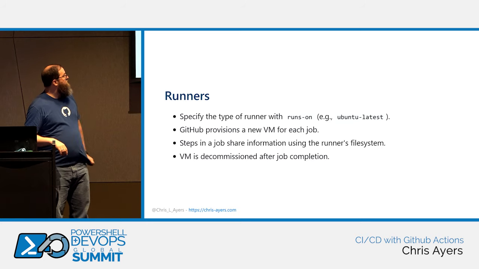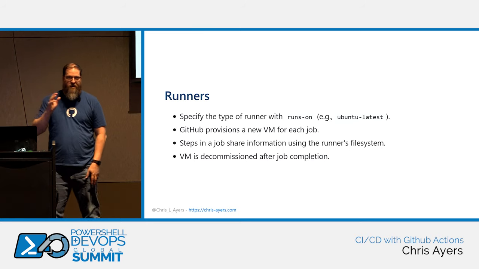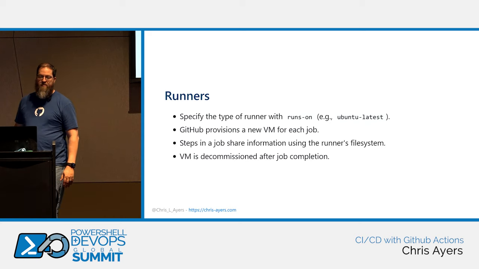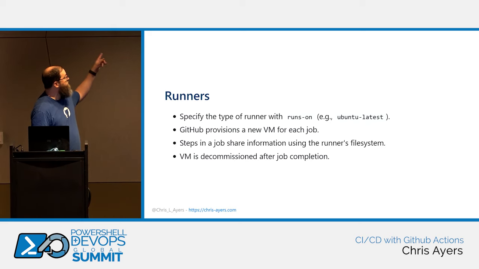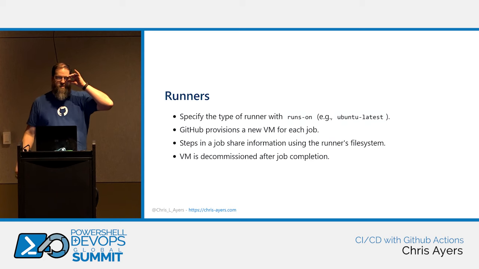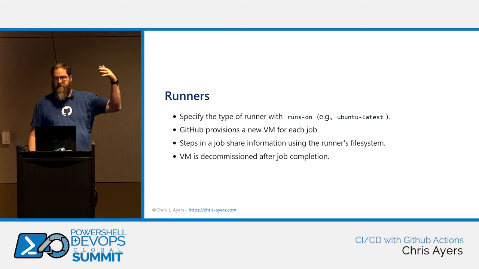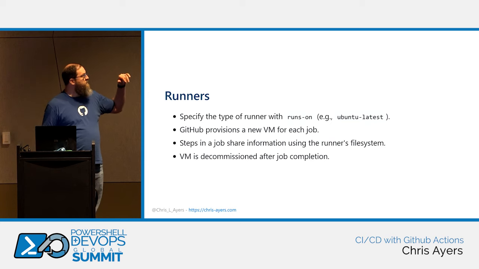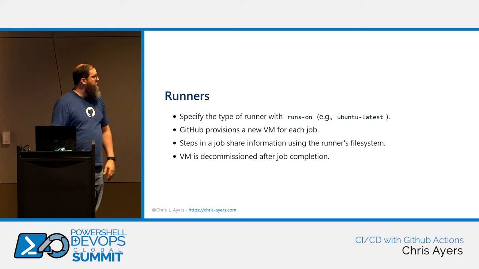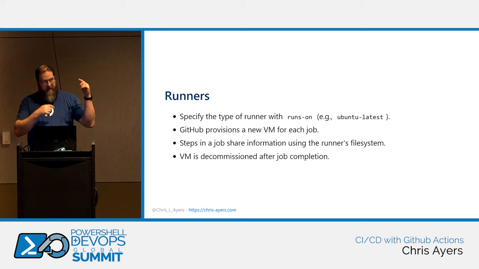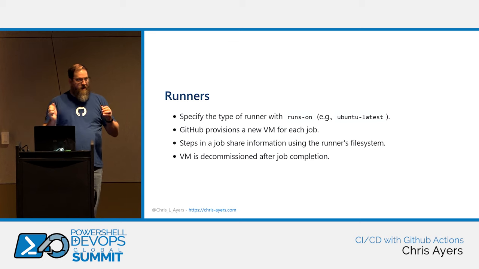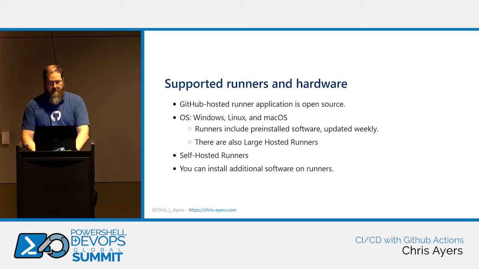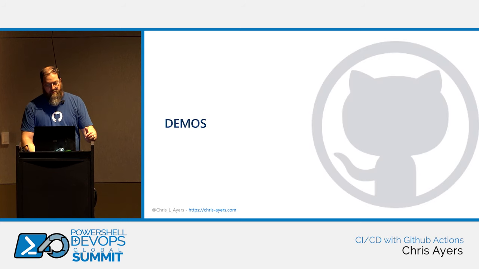So let's hit one or two more slides and then we're going to do demos, just lots of demos, and we'll start doing stuff. There are runners. There's a little YAML command, runs-on, we'll look at that, but you can do stuff like Ubuntu latest or Windows latest or Mac latest. They give you a new VM each time, and during a job, you can write a file and read a file and all that stuff works. And when you're done, the whole VM gets thrown away. They have all sorts of software installed and we're about to see all that.